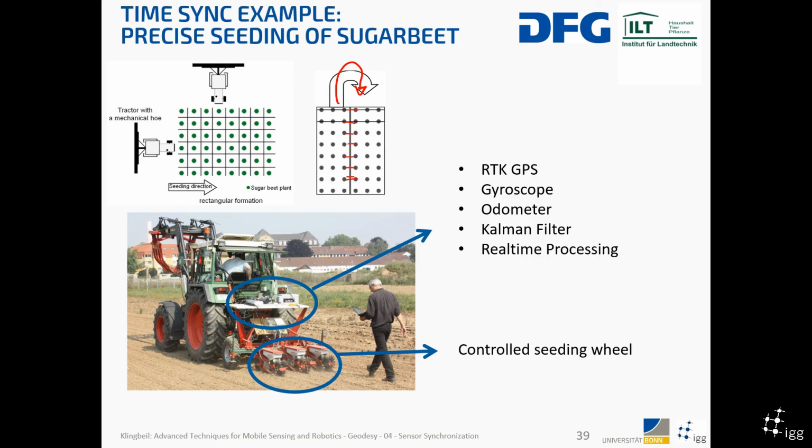And I want to mention that here as an example, because time synchronization, of course, was very important here. If the synchronization of this disk, which is rotating here with some control loop controlled by a Kalman filter, wouldn't be synchronized properly with the GNSS measurement and all the other measurements, then of course this wouldn't work well.